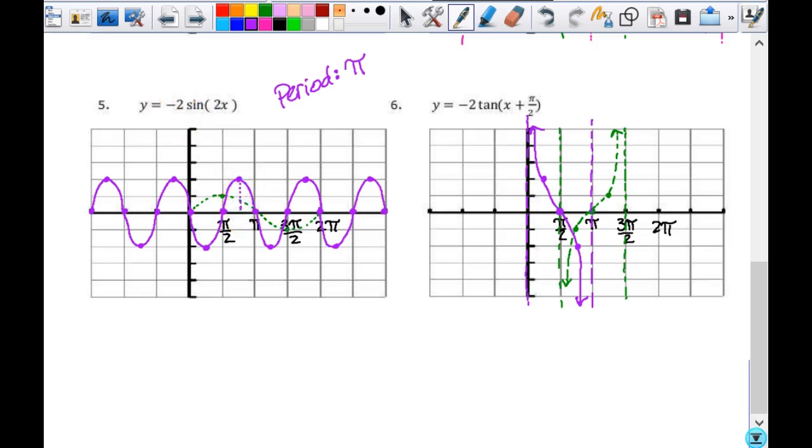I cannot measure this distance. So it's still an A value. It's a vertical stretch, but it is not an amplitude. So now my purple graph is my new graph. My green one is my parent graph.